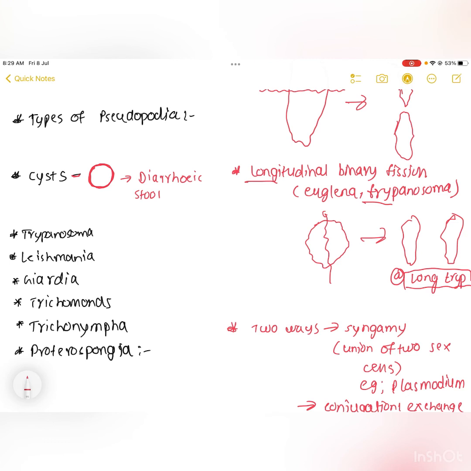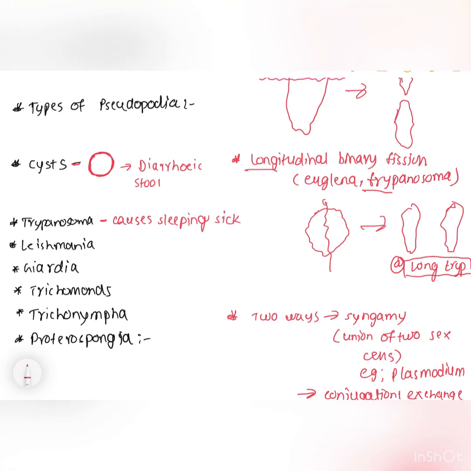And there is something you need to know about some protozoans. One is Trypanosoma. Trypanosoma causes sleeping sickness. You can remember it by try to sleep. And then Leishmania causes Kala Azar. Giardia causes diarrhea. Okay, diarrhea is caused by Giardia.